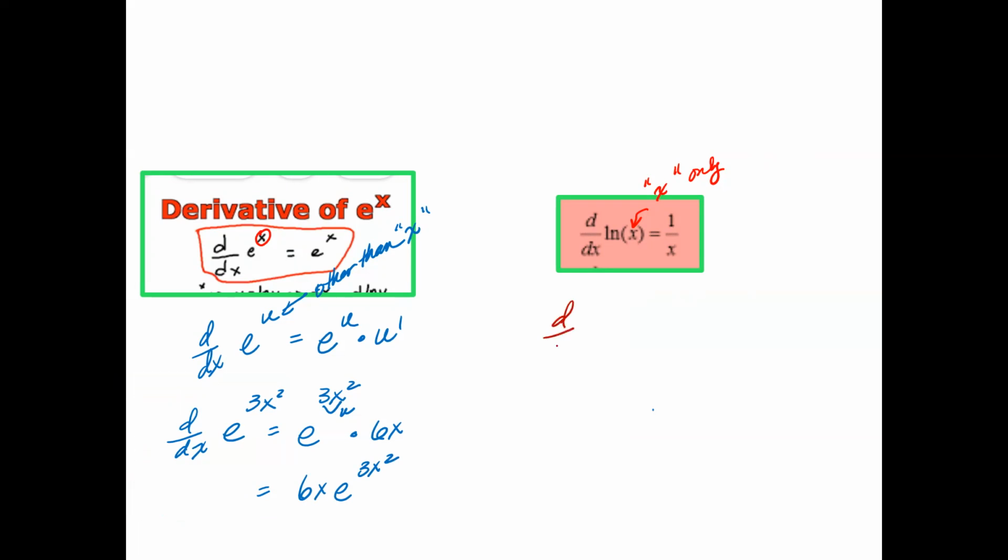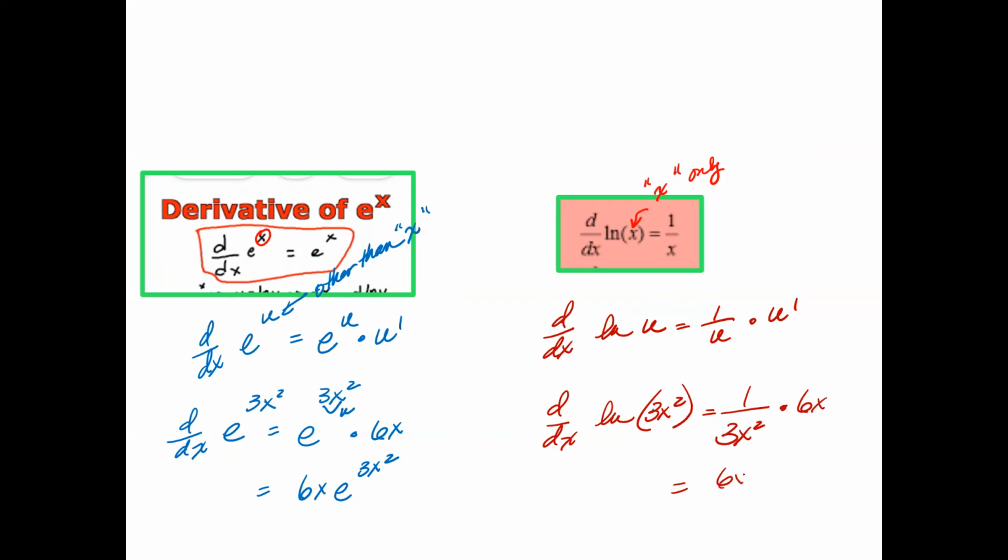Similarly, if you have the derivative of something else other than x, and in this case it is u, your answer is 1 over u times u prime. So for example, if I ask you for the derivative of ln 3x squared, it would just be 1 over u, which is 3x squared, times u prime. Well, your u is 3x squared, so u prime is just 6x. So your answer here is 6x over 3x squared, or if I simplify it, 2 over x. And that is your answer.